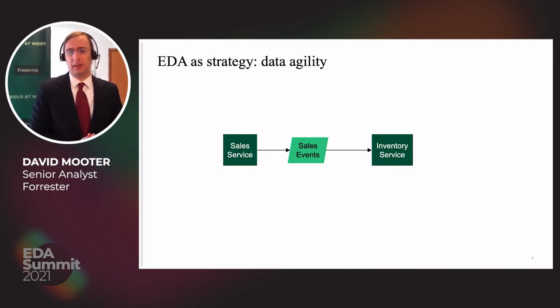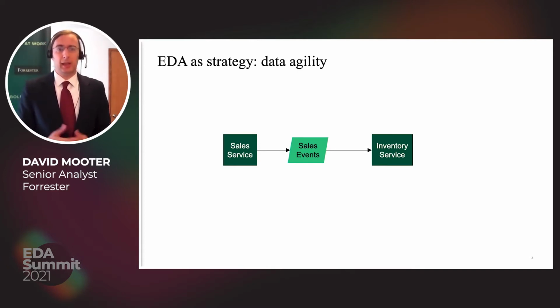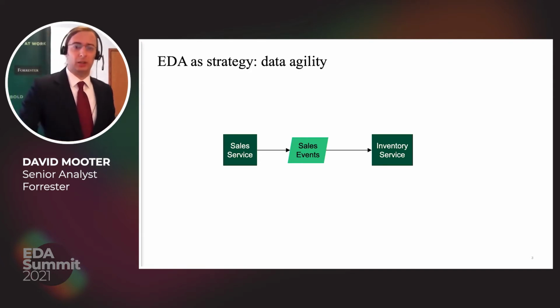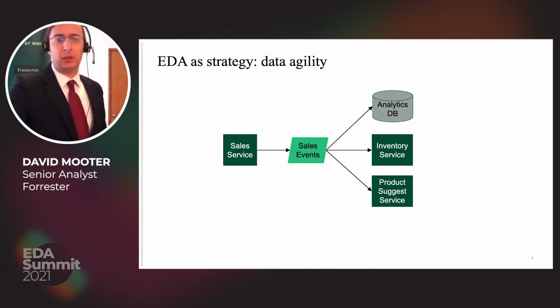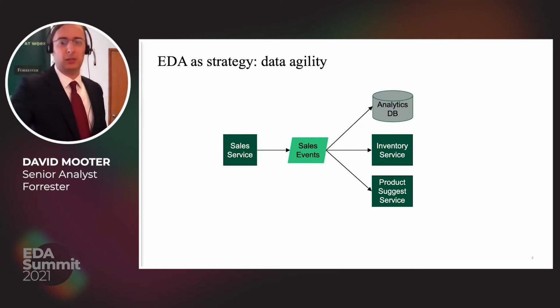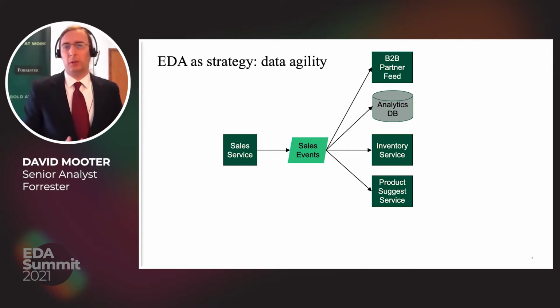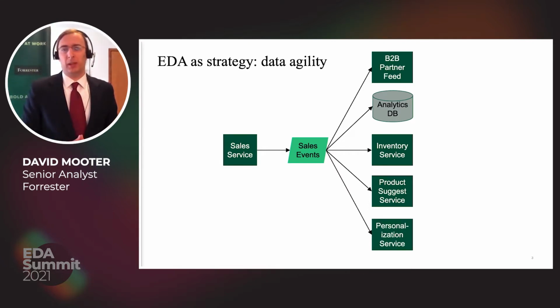EDA as strategy, data agility. Here you see a simple event-driven sales service publishing its sales events to a broker, and it only has an inventory service subscribing. But as your business changes, you find that you need to implement, say, a product suggestion service comes up next. And advancing further, analytics becomes a requirement, and you want to capture those sales events in an analytics database. Moving further, you onboard B2B business partners who also need access to that data. And finally, perhaps a personalization service that could benefit from that data.